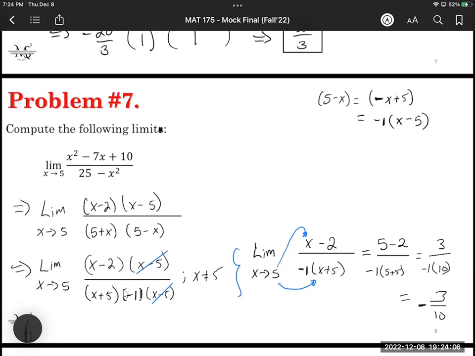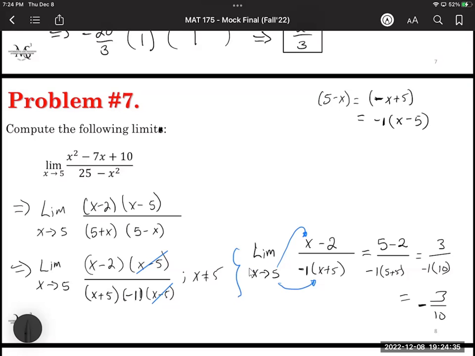So after you did the factoring, you just plugged in the 5, right? Because that's your limit. After I did the factoring, I canceled out the common factor of x minus 5, and then I evaluated my limit. Plugged in the 5 wherever the x is located. Evaluate and do any simplification if necessary.